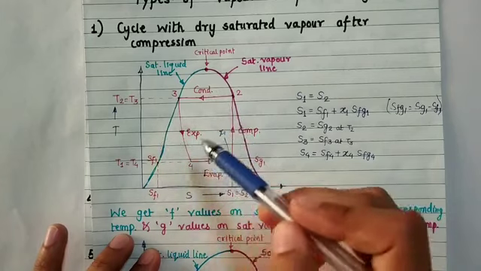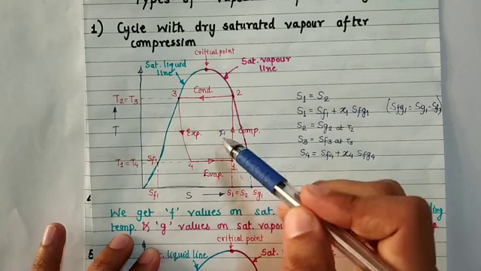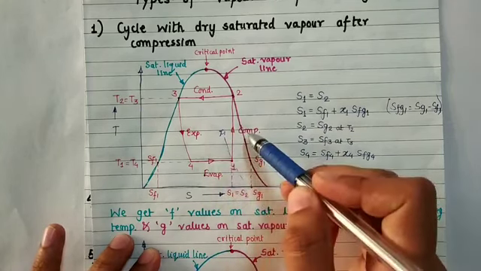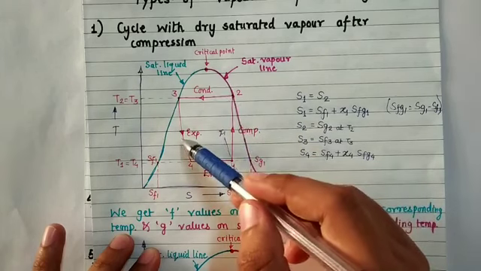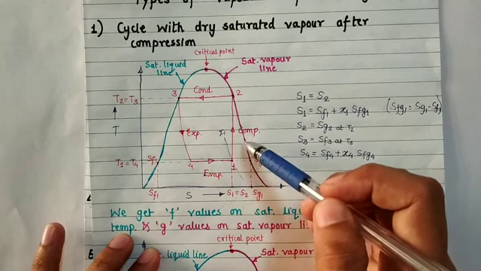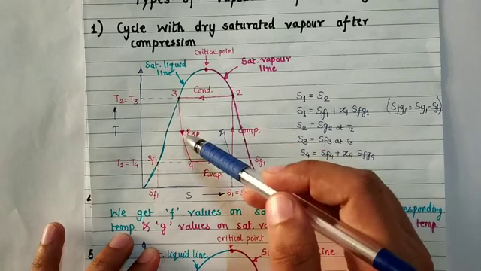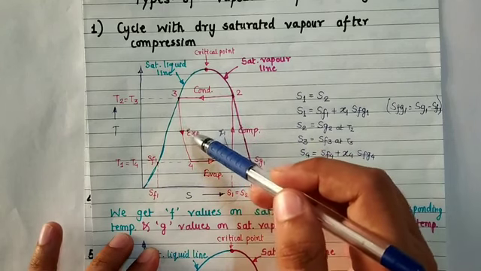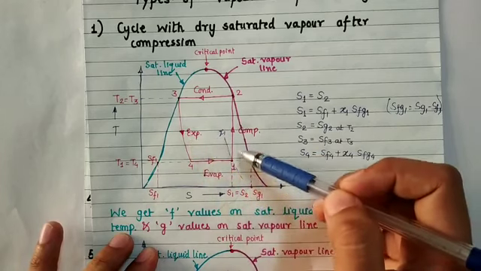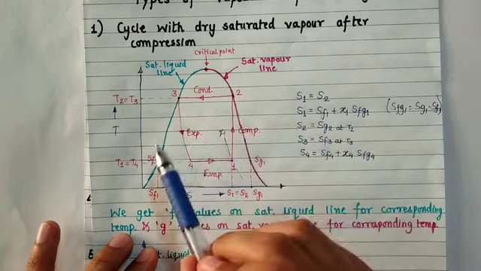So now we need to represent VCRS or VCC on the TS diagram. So we know that there are basic four processes: evaporation followed by compression followed by condensation and expansion. Evaporation in evaporator, isentropic compression in compressor, condensation in condenser, and pressure and temperature reduction process, that is expansion in expansion valve or throttling valve. Compression is represented by process 1 to 2. So this we have represented.